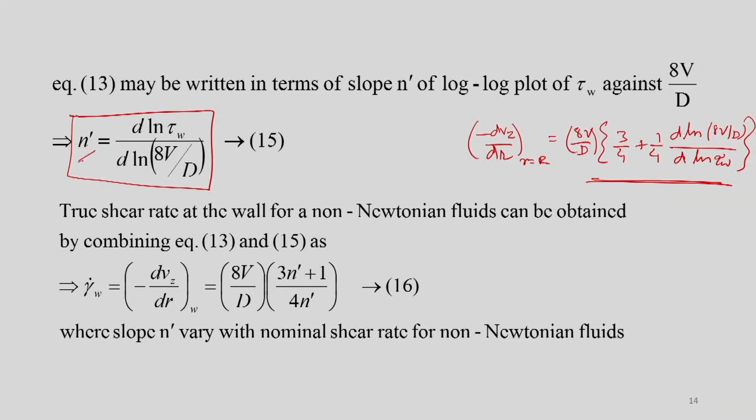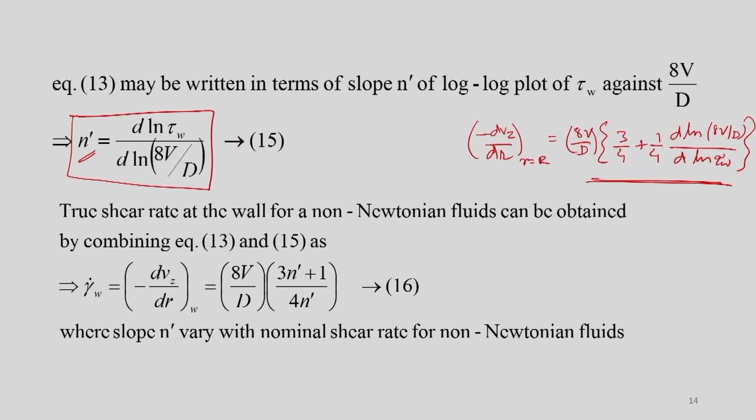This value of n prime will indicate the nature of the fluid, whether it is Newtonian or non-Newtonian. If it is a Newtonian fluid, then we will get n prime equal to 1. If it is a shear thinning fluid, we will get n prime values less than 1. If it is a shear thickening fluid, we get a value of n prime greater than 1.